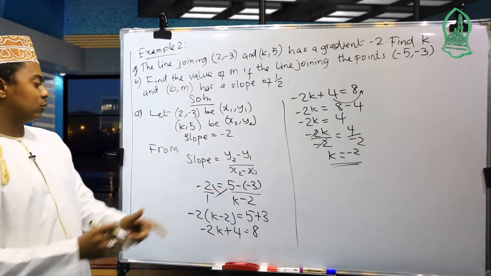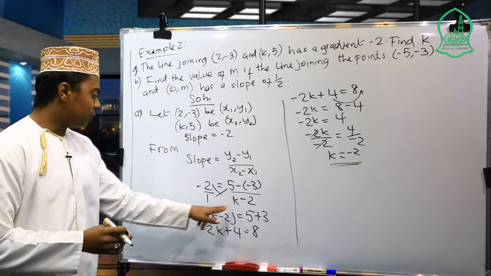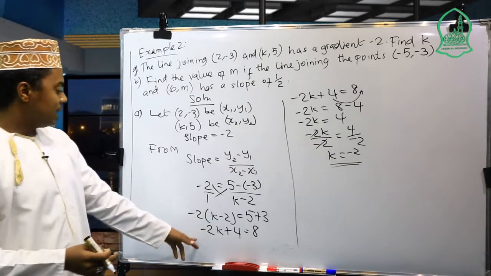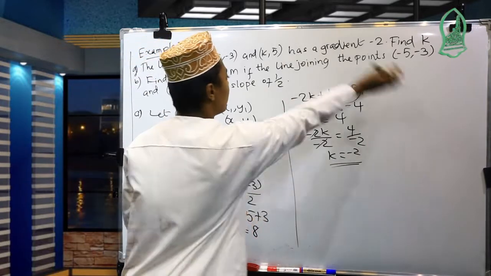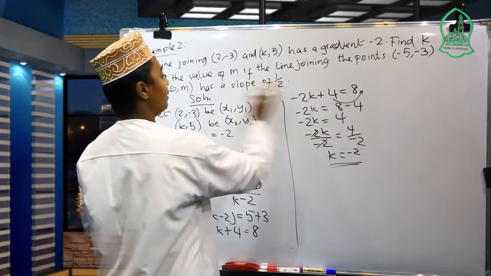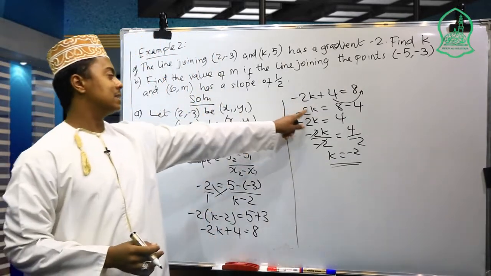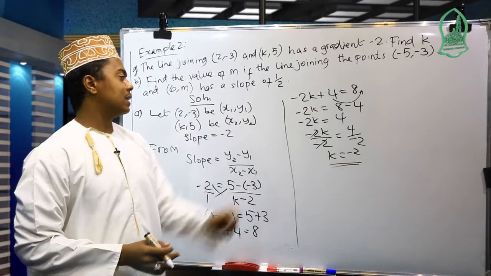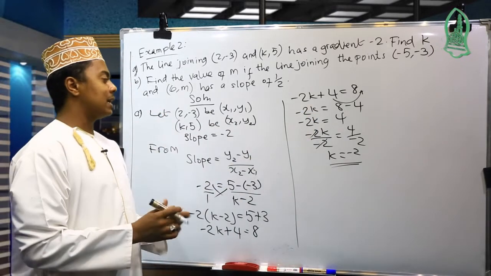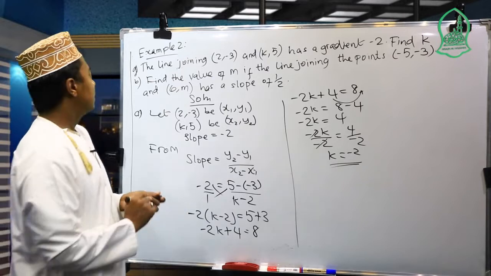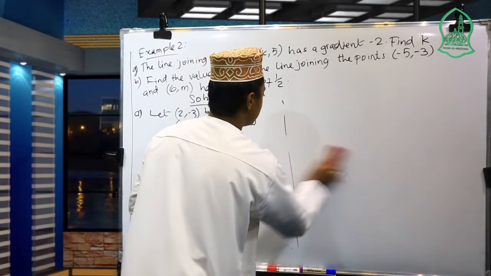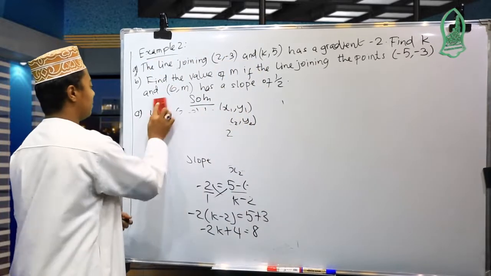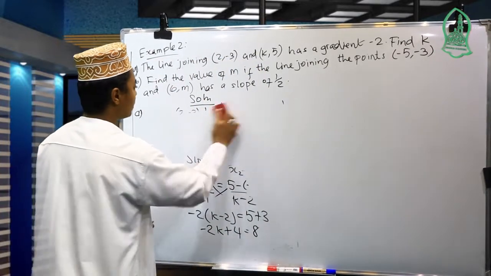So we have to do cross multiplication in order to get the value of k. Then by using the algebraic expression here, we put the numbers on that side, and the number which contains the variable k remains on this side in order to find the value of k. This one is question number A. Let us go to question number B.